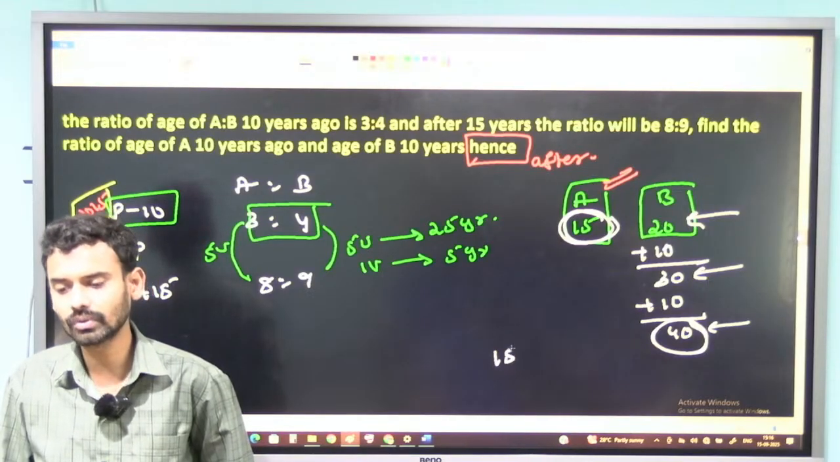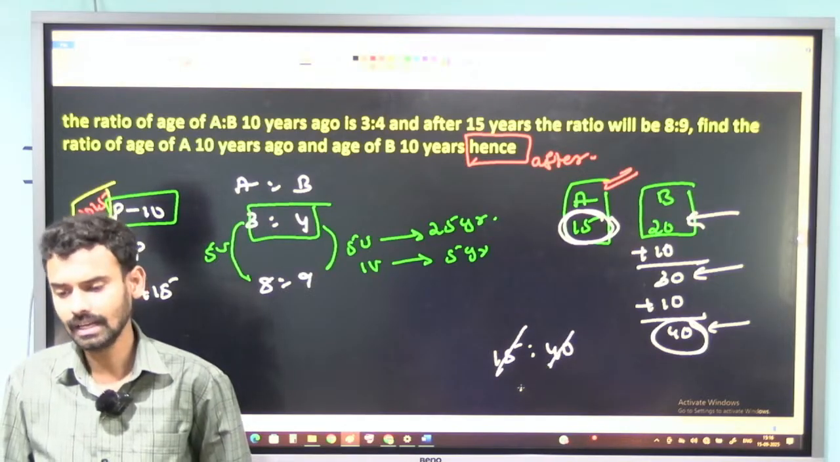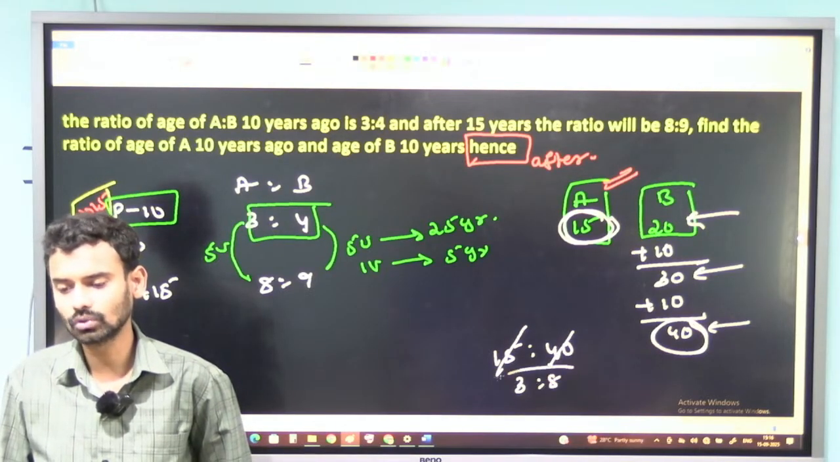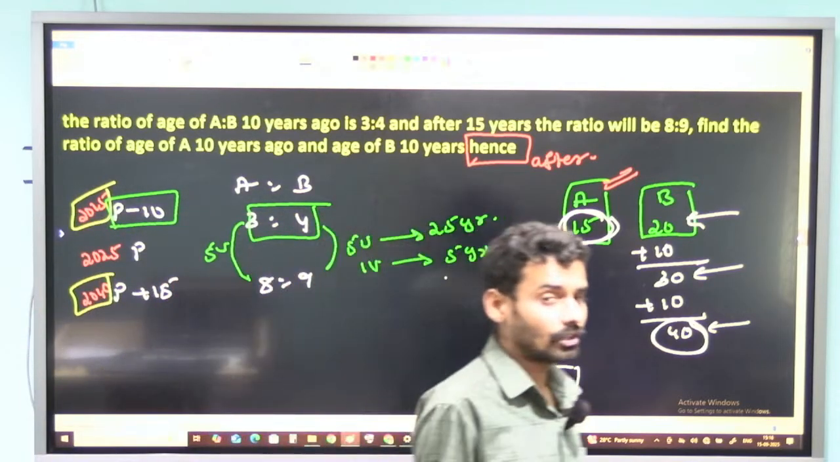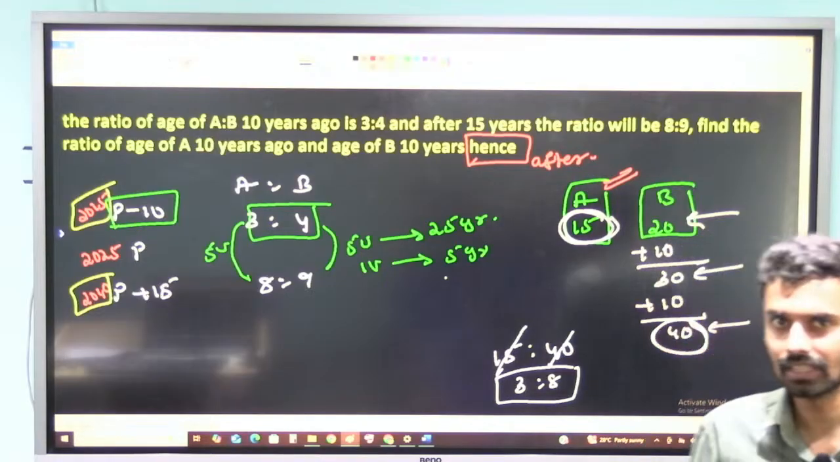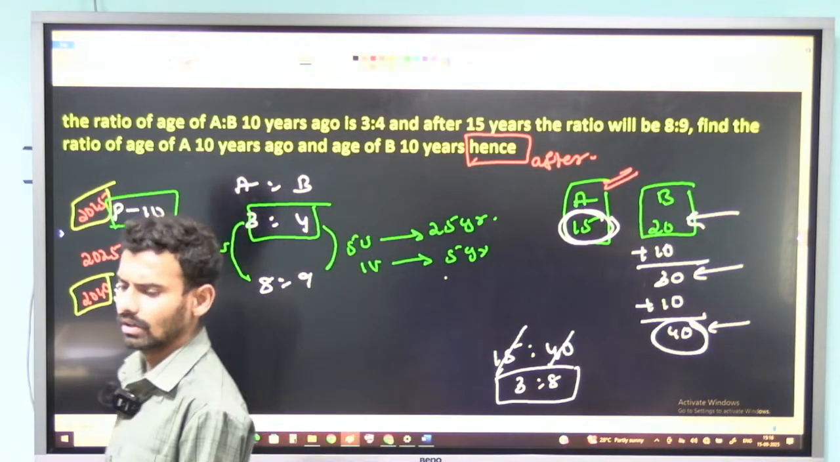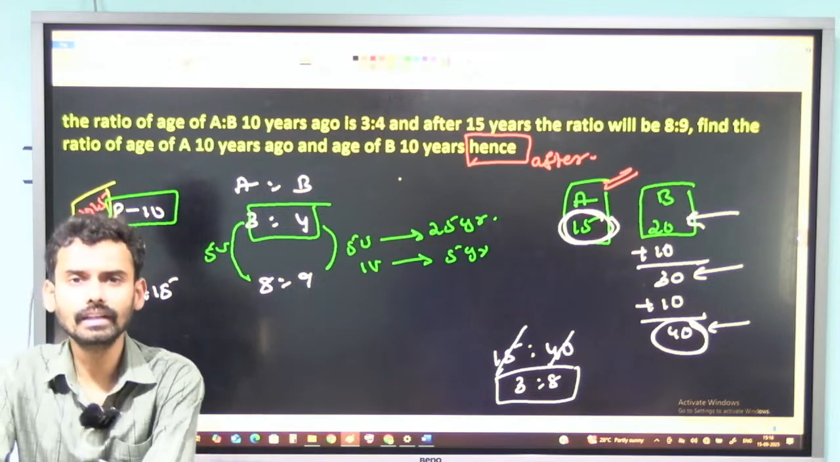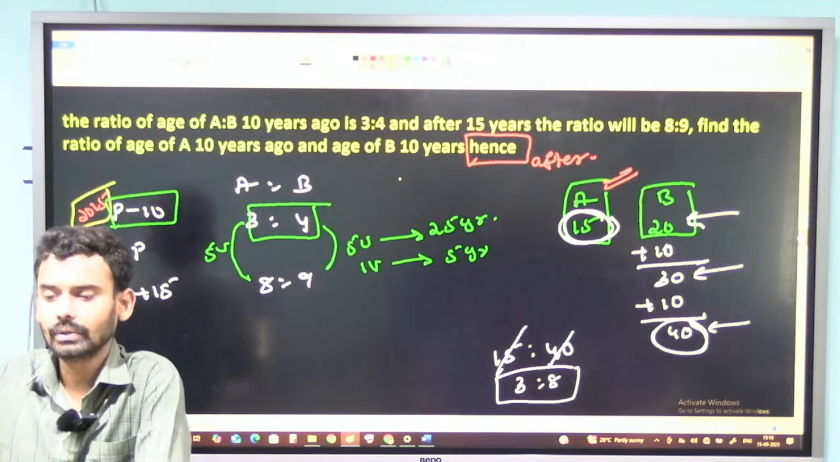So the answer for this question is 15:40. If I cancel this by 5, I will get 3:8. So the final answer for this question is 3:8. If you observe, I am not forming any equation for this question. I am directly using the ratios and getting the answers. Hope this is clear to everyone, and this is how we will be applying the ratios in the questions of ages.